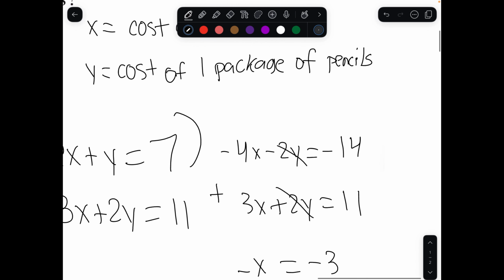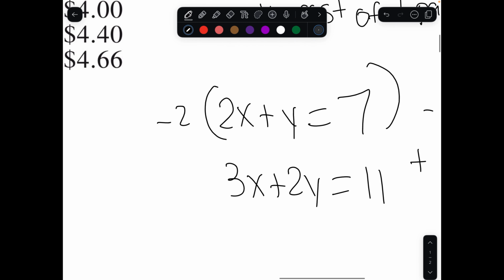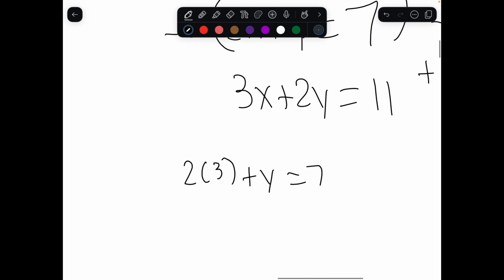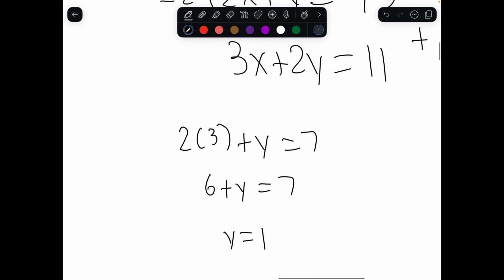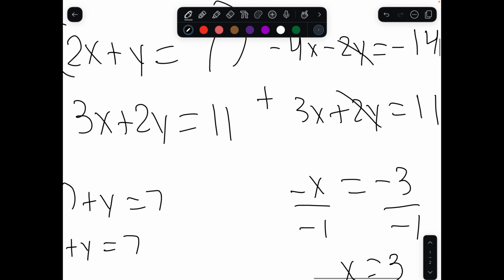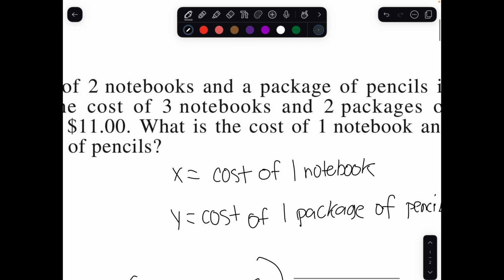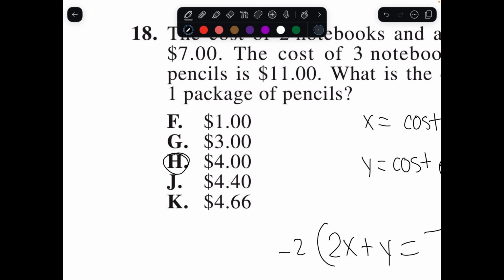Now to figure out the cost of one package of pencils, you just plug in 3 for x in one of these equations and solve for y. Let's pick the first equation. 2 times 3 plus y equals 7. So 6 plus y equals 7, and if we solve for y, we get y equals 1. So the cost of one package of pencils is $1 and the cost of one notebook is $3. To figure out the cost of one notebook and one package of pencils, you just add the two. So it's going to be choice H. 3 plus 1 equals 4.